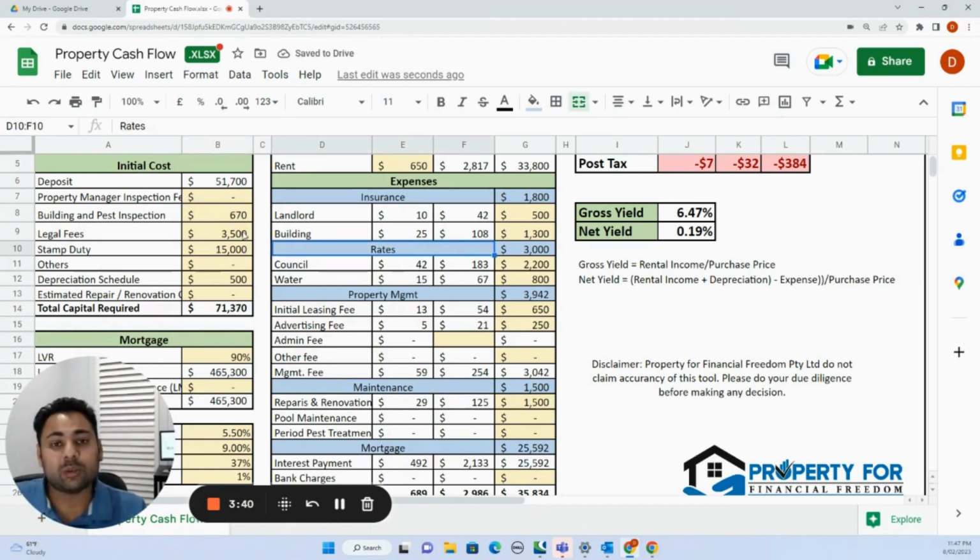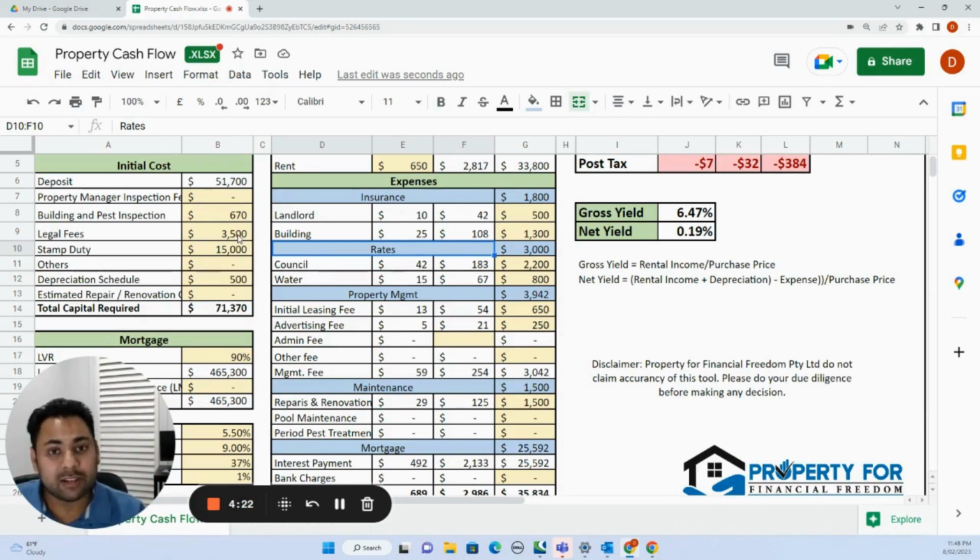Next is legal fees. That includes your conveyancer's fees and, for example, PEXA fees and all of the government charges. You also have to pay for whatever rates are outstanding. For example, the previous owner has paid rates from 1st of July to 30th of June next year, and you're buying mid-year. Whatever rates the owner has already paid for the coming time, you have to pay that on settlement. If you include all of these things, you might come to a figure of 3,000 to 3,500 here. So I put 3,500 here.